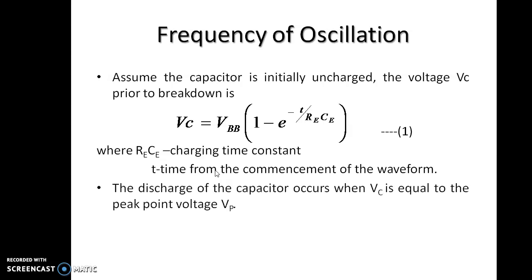The discharge of the capacitor occurs when the capacitor voltage is equal to the peak voltage. So in that case, we can replace this Vc by Vp. Hence, equation 1 is changed to Vp equal to VBB into 1 minus e power minus t by RECE. Now we already know an expression for Vp. Vp is eta VBB plus V gamma. We can approximate this expression by neglecting V gamma, so Vp can be considered as eta into VBB.